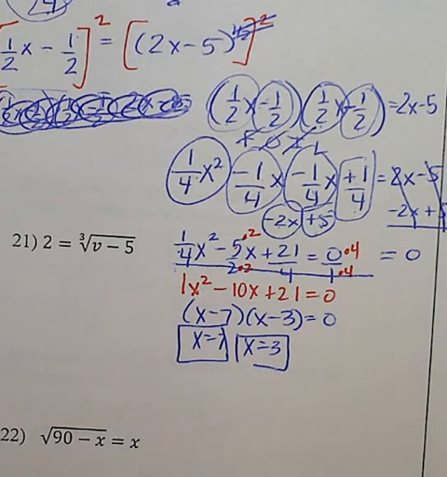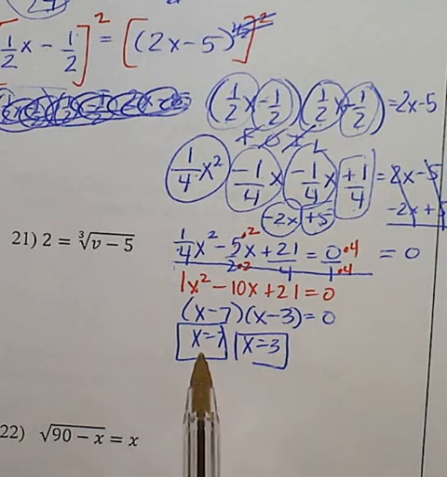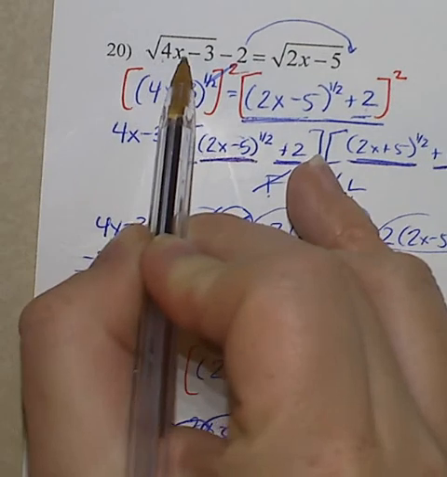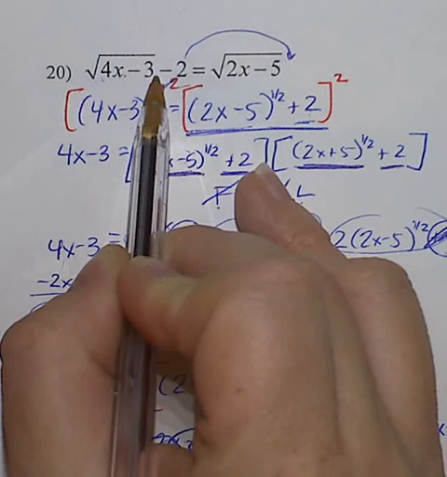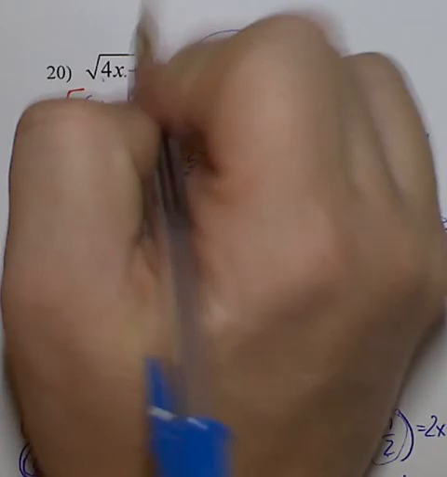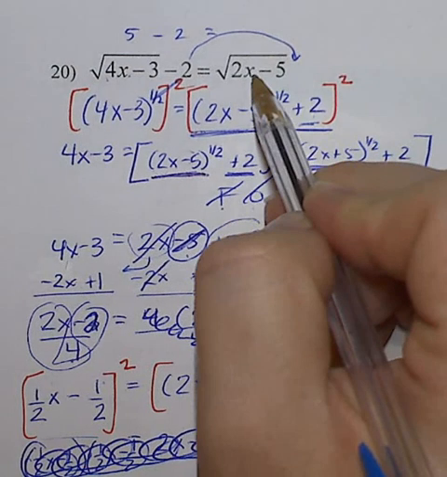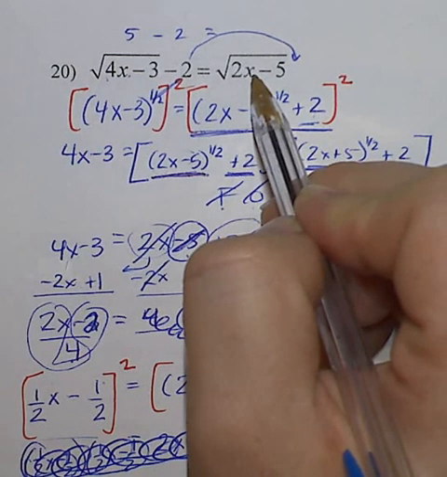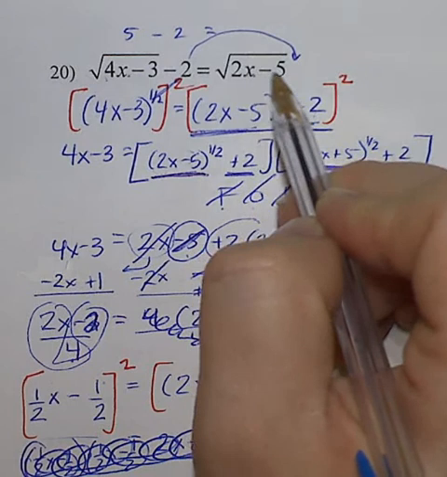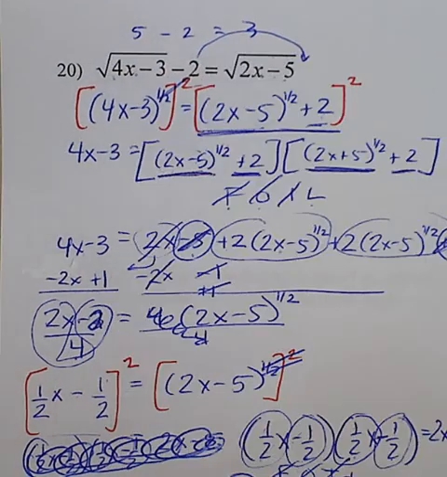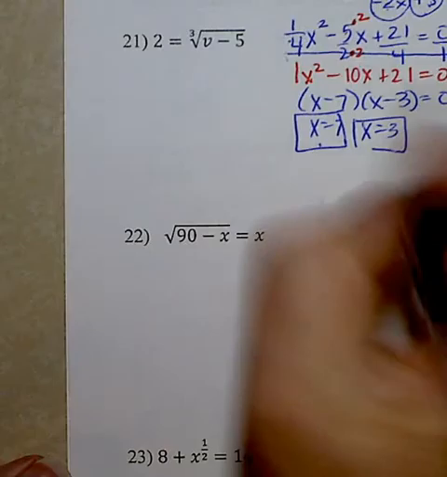Okay, we have to check for extraneous solutions. I'm going to start with the 7. 4 times 7 is 28. 28 minus 3 is 25. Well, the square root of 25 is 5. 5 minus 2. Okay, going to 7 again. 2 times 7 is 14. 14 minus 5 is 9, and the square root of 9 is 3. Does 5 minus 2 equal 3? It does. That means the 7 works.